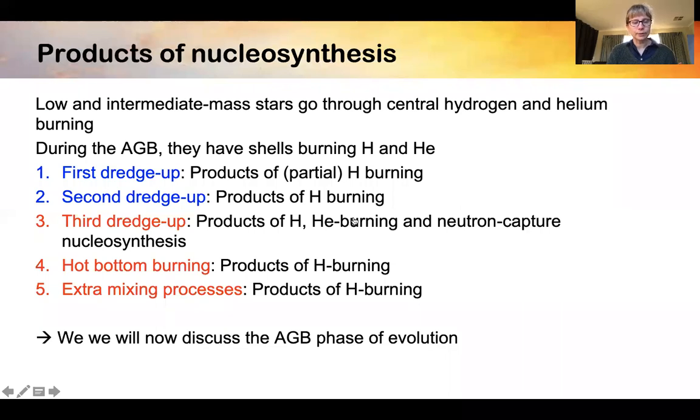Okay, so what are the products of nucleosynthesis? I've discussed first dredge-up; these are the products of partial hydrogen fusion. Second dredge-up, the products again of hydrogen fusion. Now we're moving into the thermally pulsing AGB phase, where we have third dredge-up. This brings mostly the products of helium burning to the stellar surface, as well as neutron capture nucleosynthesis. And then we have hot bottom burning, which is similar to previous products of hydrogen burning as well.